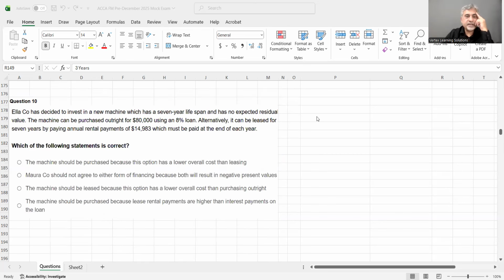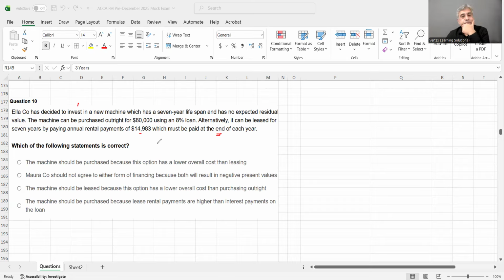Then we come to question number 10. A company has decided to invest in a new machine which has a 7-year lifespan and has no expected residual value. The machine can be purchased outright for $80,000 using an 8% loan, so $80,000. Alternatively, it can be leased for 7 years by paying annual rental payments of 14,983, which must be paid at the end of each year, not at the beginning, at the end. When it is at the end, calculation is easy.